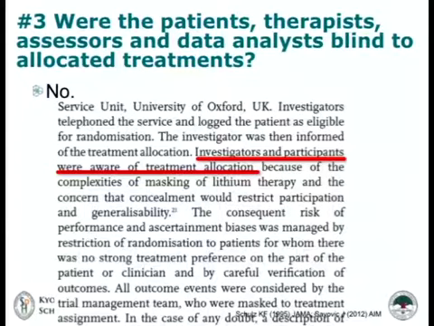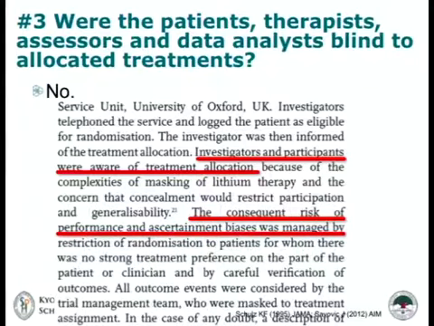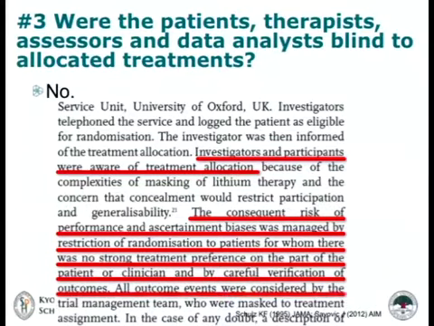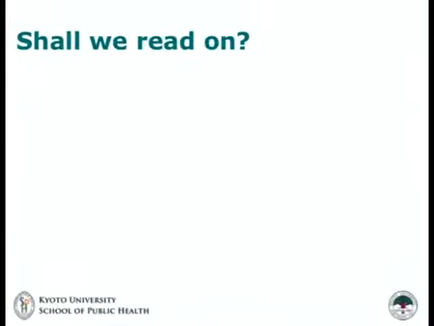However, the authors add, the consequent risk of performance and ascertainment biases was managed by restriction of randomization to patients for whom there was no strong treatment preference on the part of the patient or clinician, and by careful verification of outcomes. All outcome events were considered by the trial management team, who were masked to treatment assignment. Shall we read on? I guess we can.